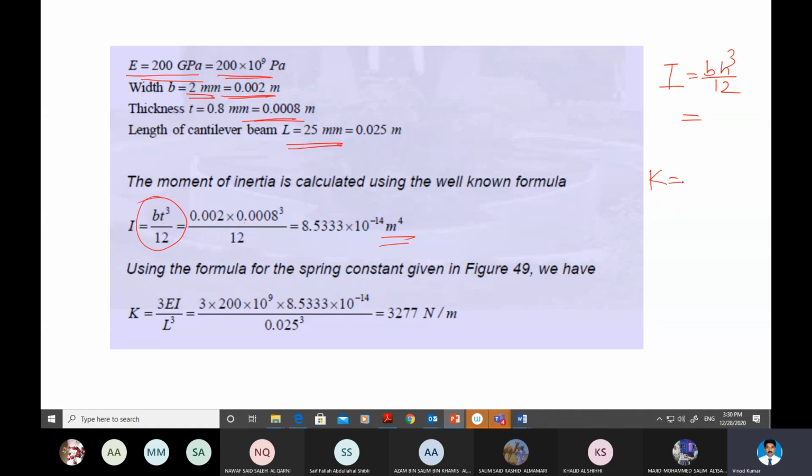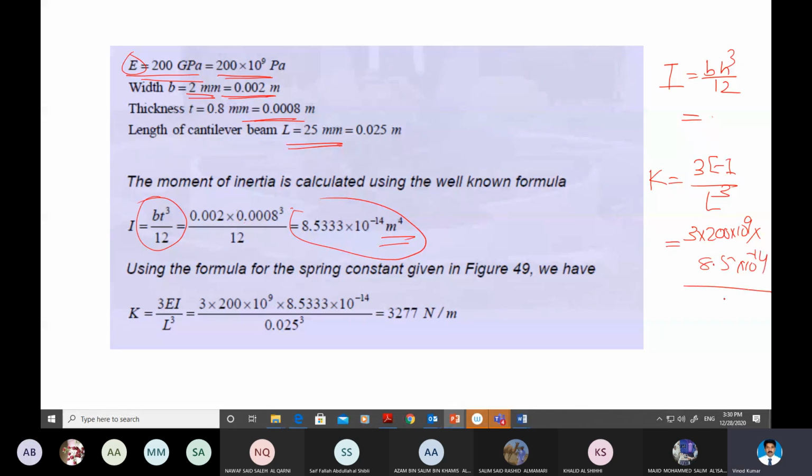Now from lecture notes, I explained to you, for a rectangular cantilever beam, the equation for K is 3EI over L cube. E is modulus of elasticity. You have to use this modulus of elasticity: 3 times 200 times 10 to the power 9 times I. I we calculated here, I is 8.5 times 10 to the power minus 14, divided by L cube. What is L? L is the length, 0.025 cube. So we get the value of K, the spring constant, which we can calculate as 3277 Newton per meter.